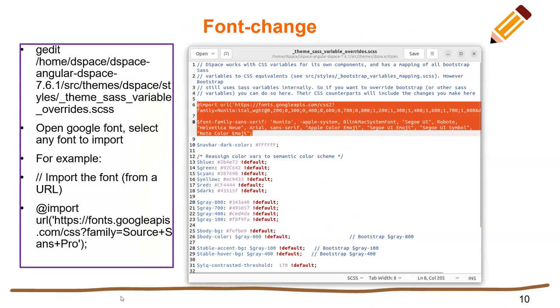Open Google Fonts, select any font, and import it. Here you can add some of the fonts. It has been added. For different elements, it has added different formats. So based on that, the font will change.